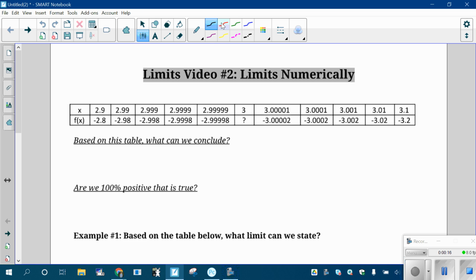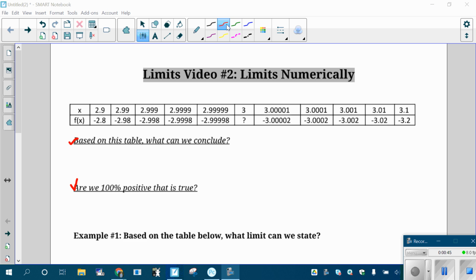So my first question here is, based on this table, what can you conclude? Okay, I want you to pause and think about that, and then I want you to answer that second question too. Are you 100% positive that what you said is true? So pause, take a minute. What can you conclude based on this table? What is it kind of leading you to say? And then are you positive that's true?